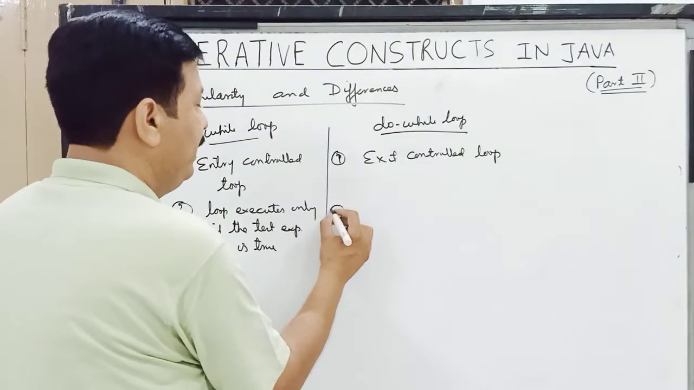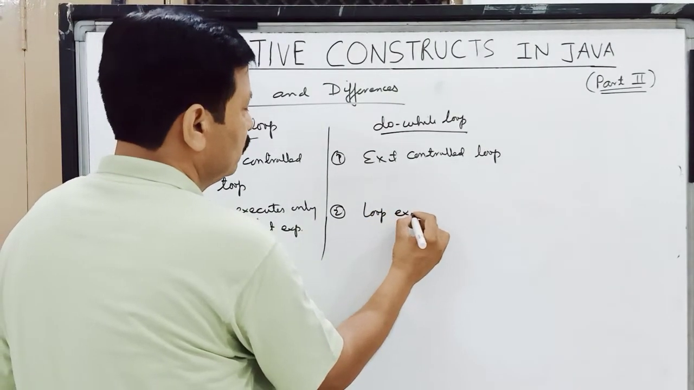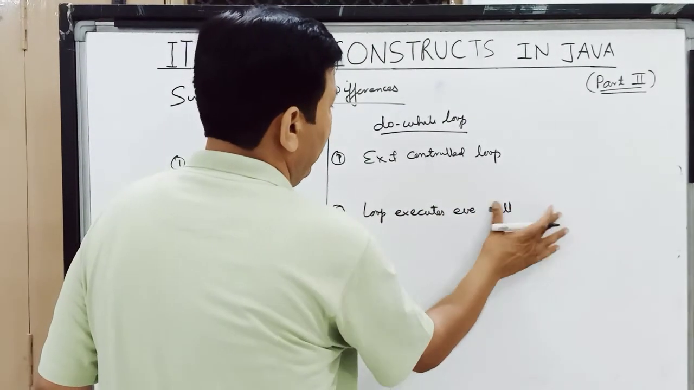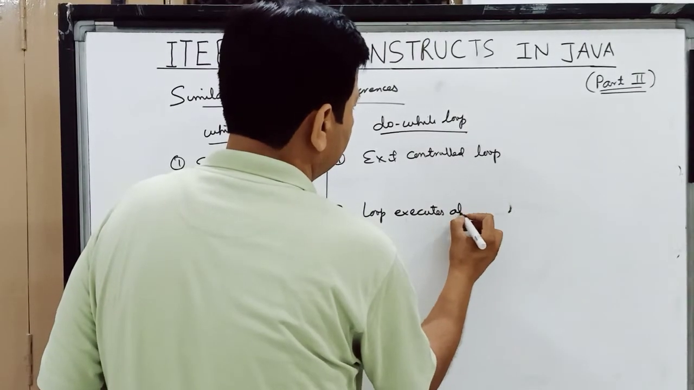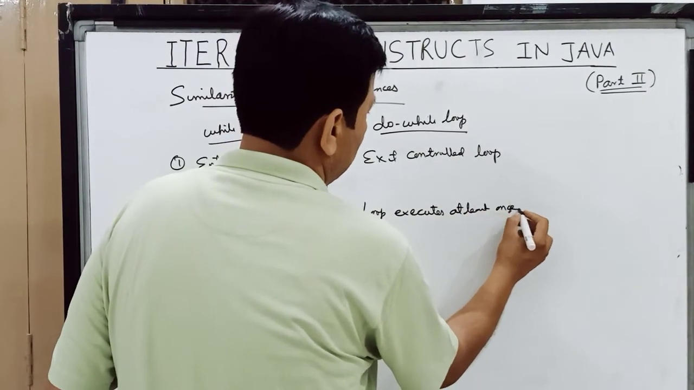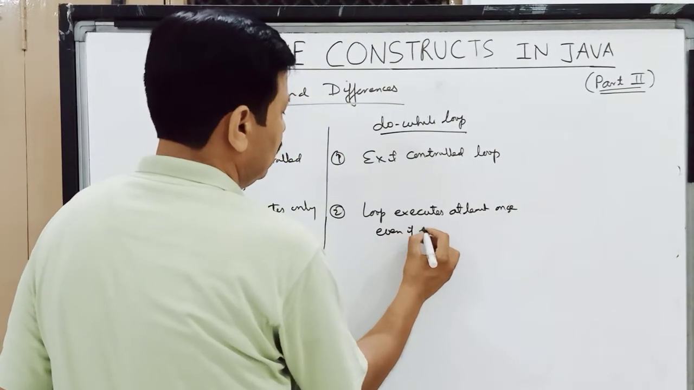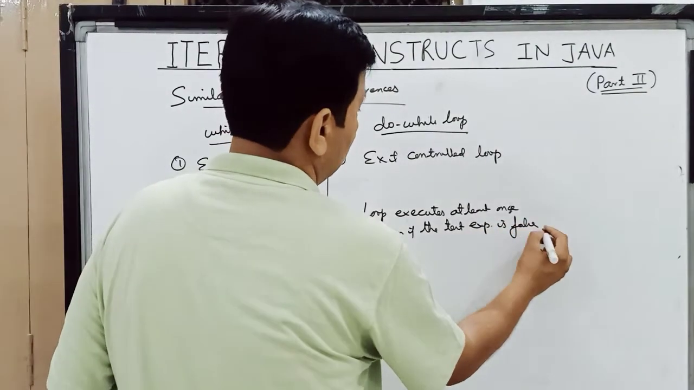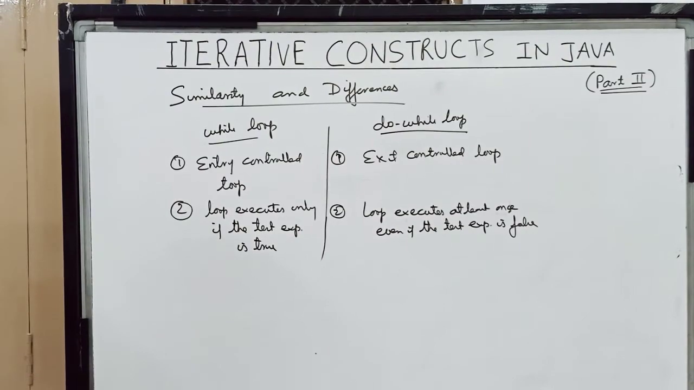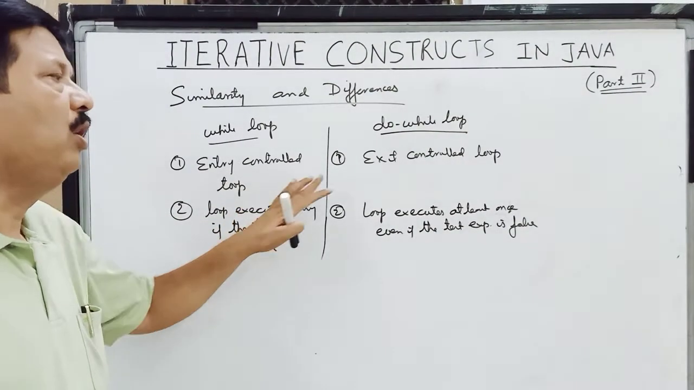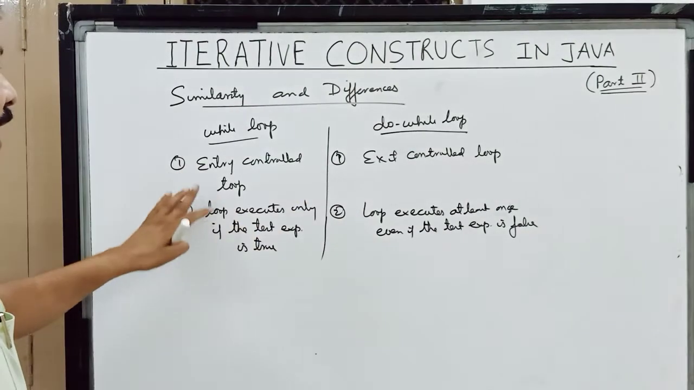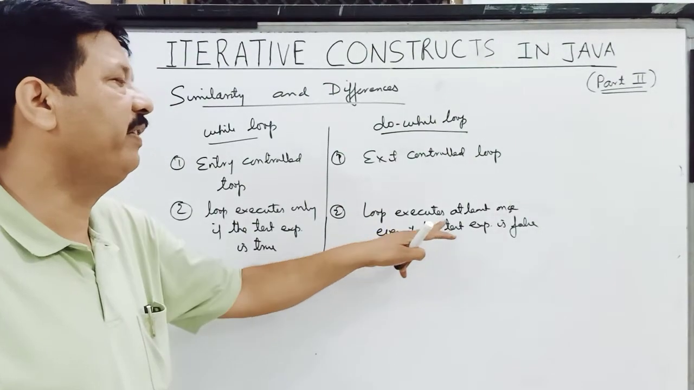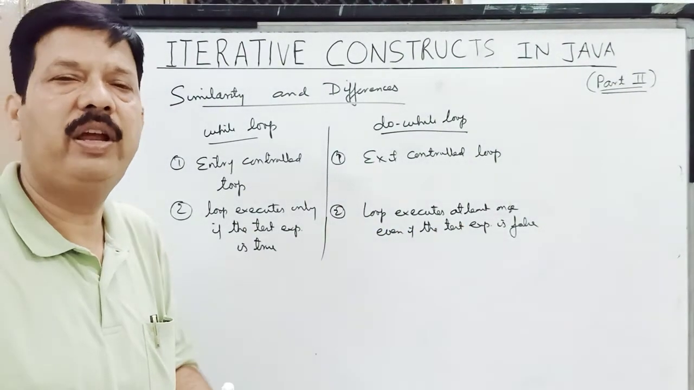Here we say that the loop executes at least once, even if the test expression is false. So children, these are very important points of difference. While is forming an entry control loop, do while is forming an exit control loop. While loop gets executed only if the test expression is true, and do while loop gets executed at least once even if the test expression is false.